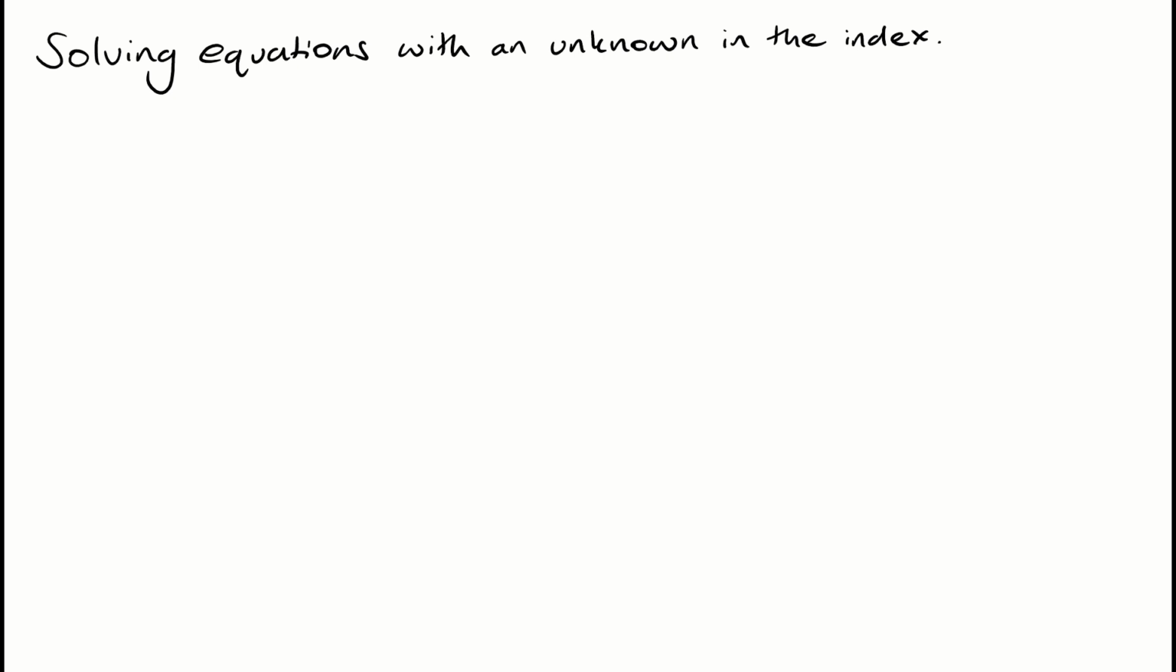So if we were asked to solve an equation with an unknown in the base, then that could be something like, when is x squared equal to 25? And so in this particular case, we know that we can go, well, x would be equal to plus or minus the square root of 25. So x in this case would be plus or minus 5.